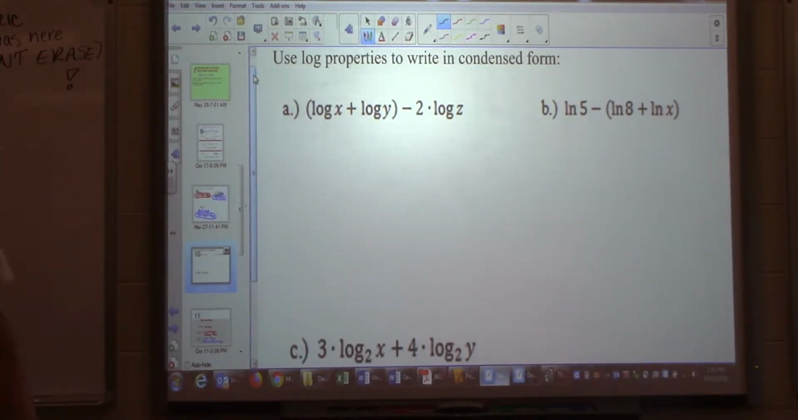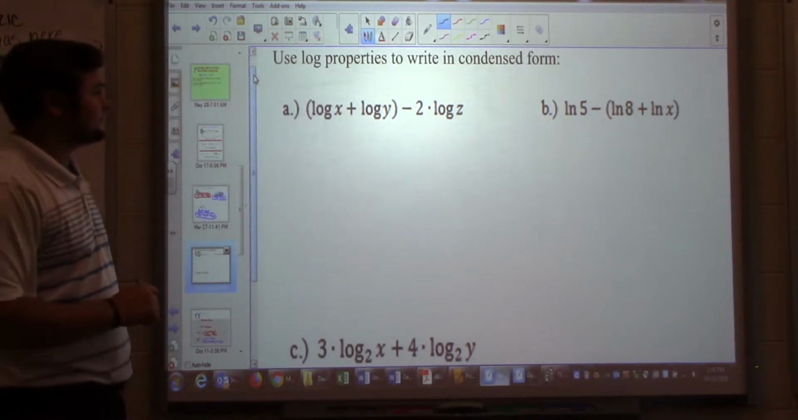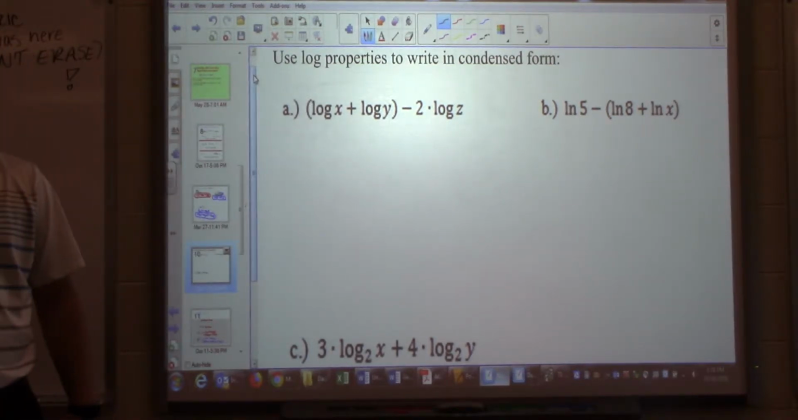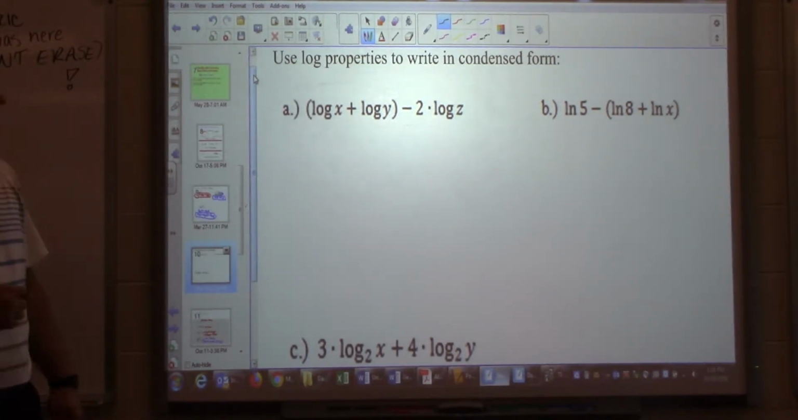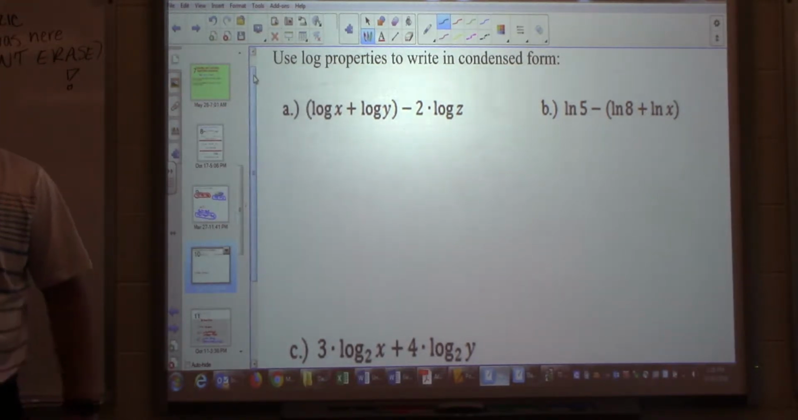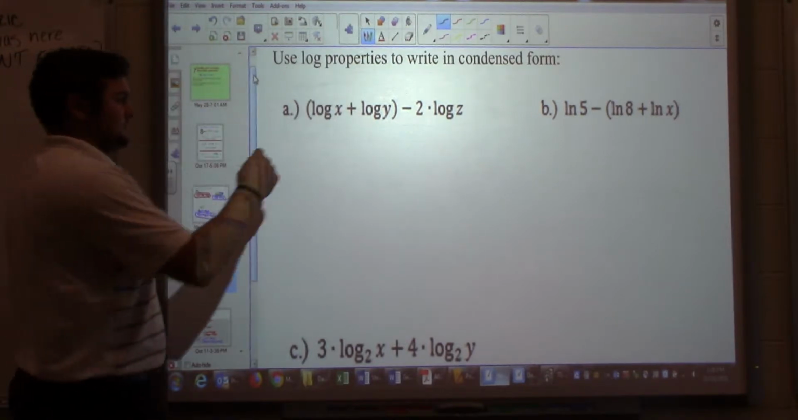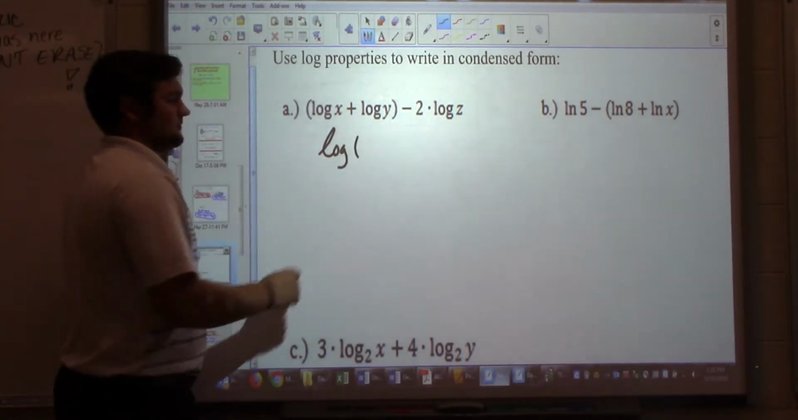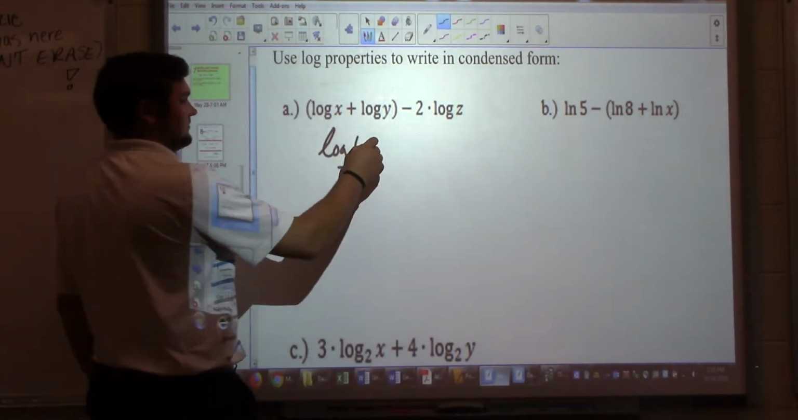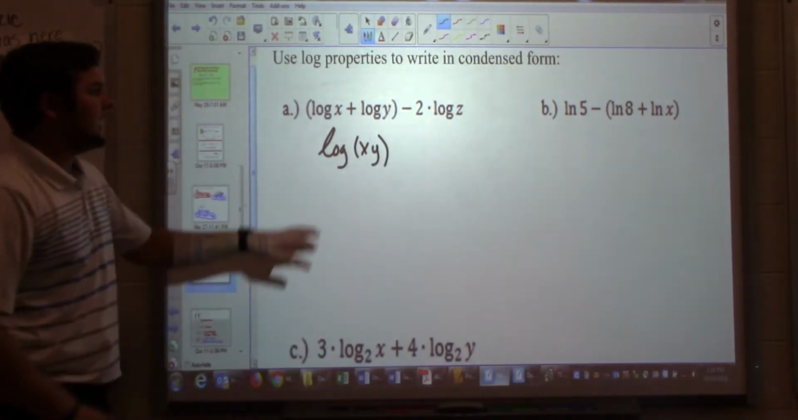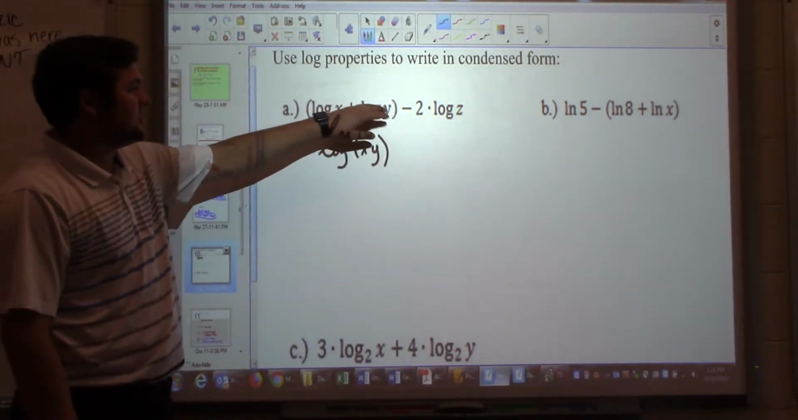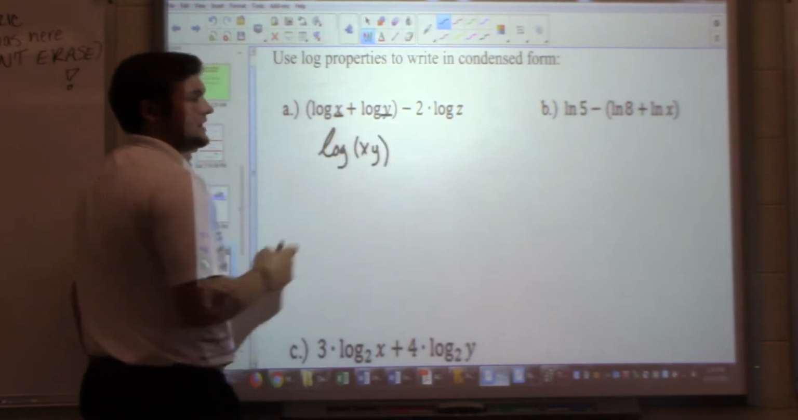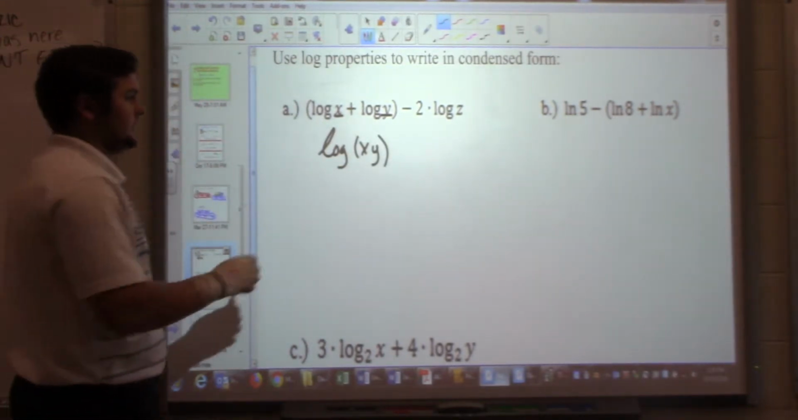What's one thing we notice right away? What can I do? Liam? Separate the log. Like take out the log from it. So how would I write it? Log parentheses, x, y, over. Okay, so I'm going to leave it like that. I have addition here. I know when I have addition, if I want to condense it, it's going to turn into multiplication. So I'm going to take log and then x times y. Alright? Then minus.